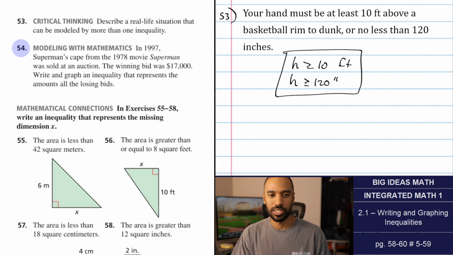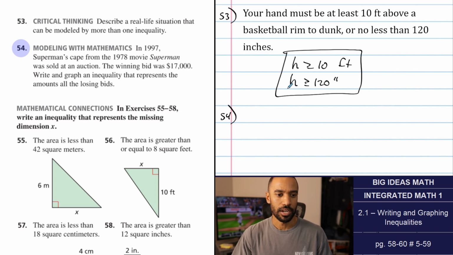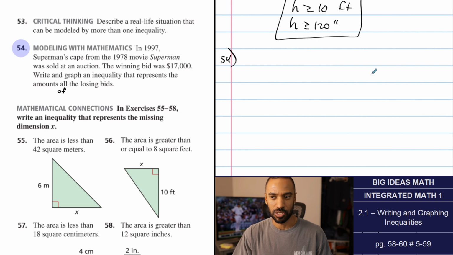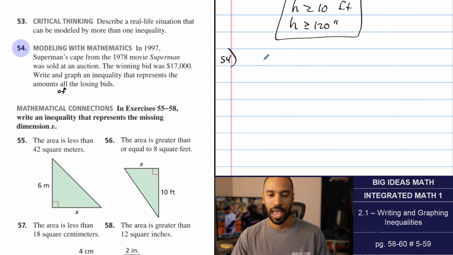All right, in 1997, Superman's cape from the 1978 movie Superman was sold at an auction. Really? The winning bid was $17,000. Write and graph an inequality that represents the amounts of all the losing bids. They have a typo here. If the winning bid was $17,000, nobody bid more than $17,000. Therefore, everything else was less than $17,000.